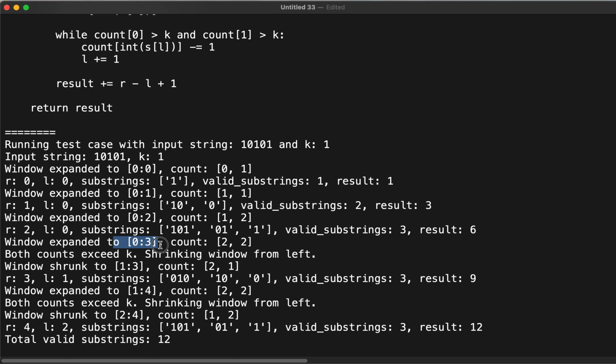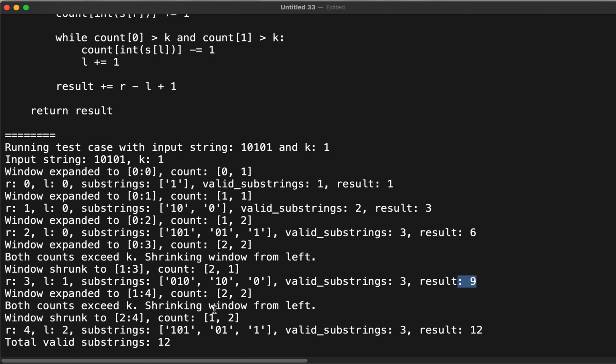When the window is expanded to 0 to 3, that's when the count becomes 2 and 2. Both counts exceed k, and now you start shrinking from the left. The window shrinks to 1 through 3, and then the count becomes 2 zeros and 1 one, and 3 minus 1 plus 1 becomes 3, and then you get 010, 10, and 0. So the valid substrings in this iteration are 3, and the result is 9.